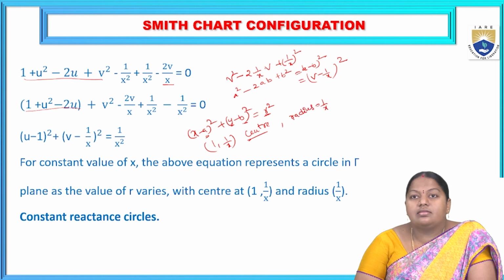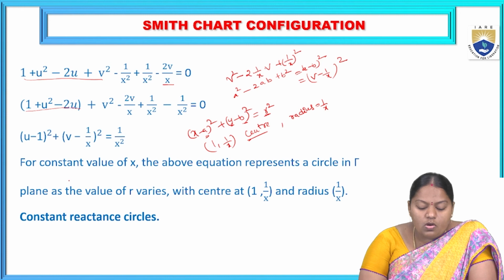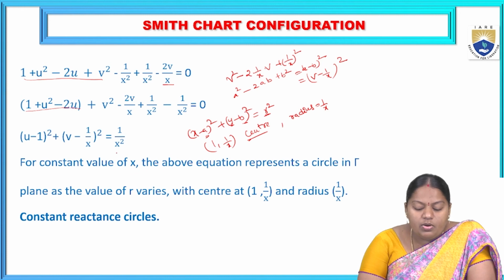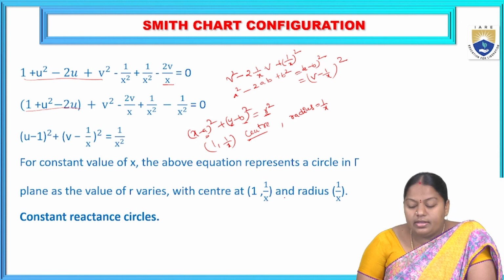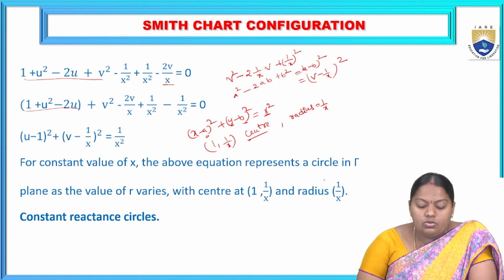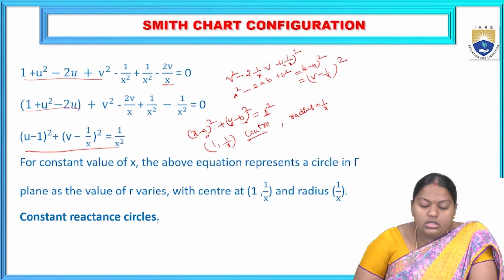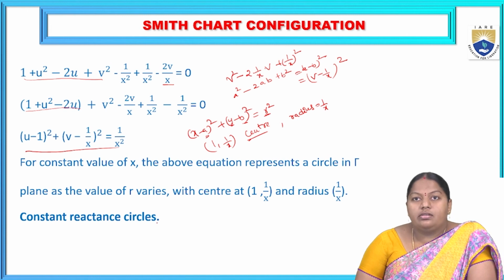For a constant value of x, the above equation represents a circle in the complex reflection coefficient plane as the value of r varies, with the center at (1, 1 by x) and the radius given by 1 by x. So this equation is called the constant reactance circle.